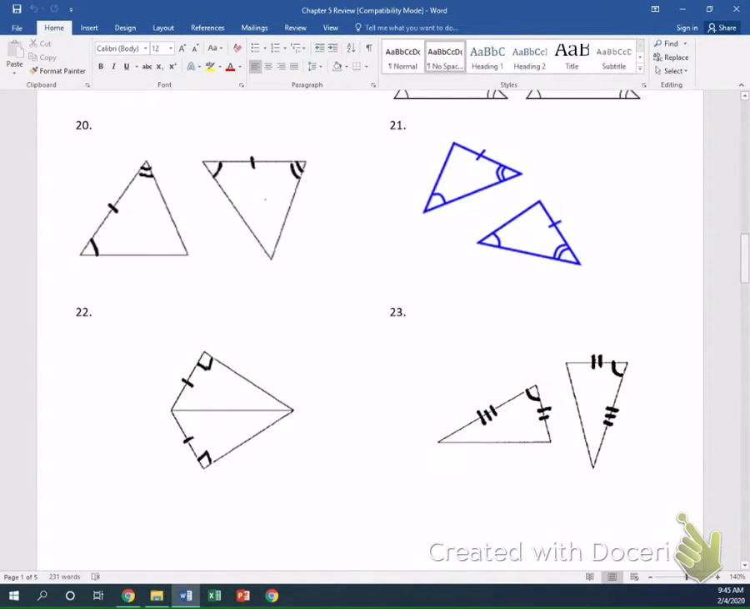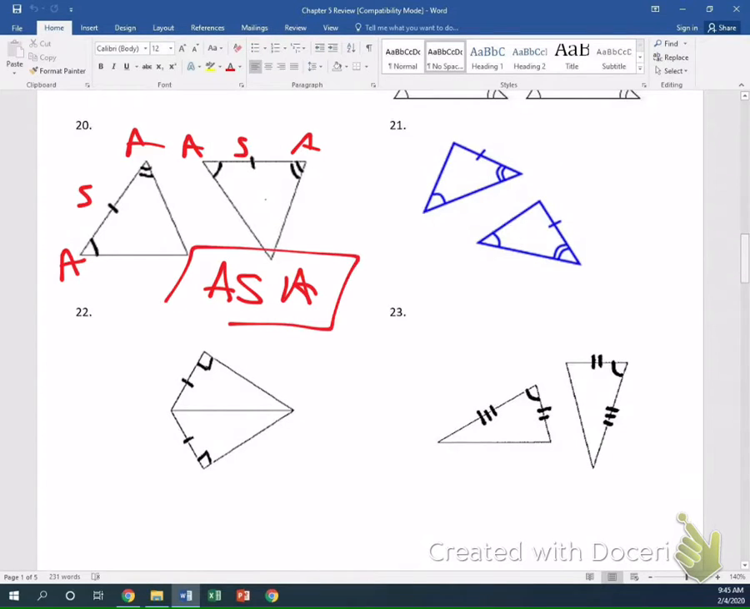Number 20. Angle, side, angle. Yes, we have the angles, then the side, then the angles. So angle, side, angle. Number 21. Angle, angle, side. Very good. All right. What's 22?